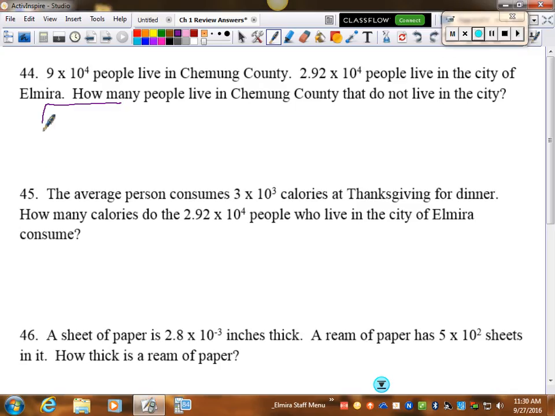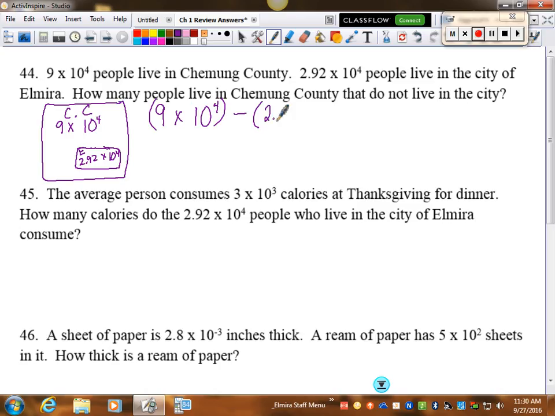So let's draw a really rough map here. Let's pretend this square represents Chemung County, and that's 9 times 10 to the 4th people. Now we're talking about the city of Elmira, and that's 2.92 times 10 to the 4th. So the whole county is this 9 times 10 to the 4th. Some of those people live in Elmira. We're talking about all these people that don't live in Elmira. So that means I'm going to be setting up a subtraction. 9 times 10 to the 4th minus 2.92 times 10 to the 4th.